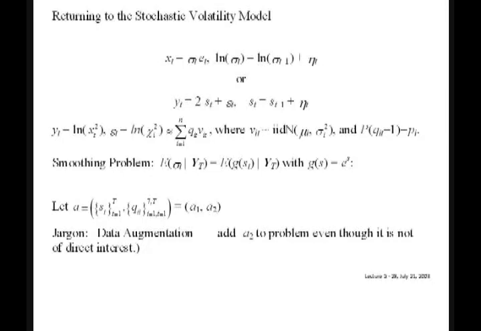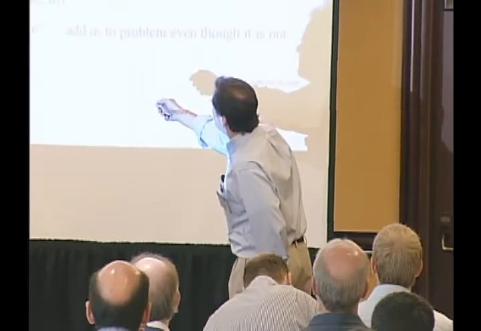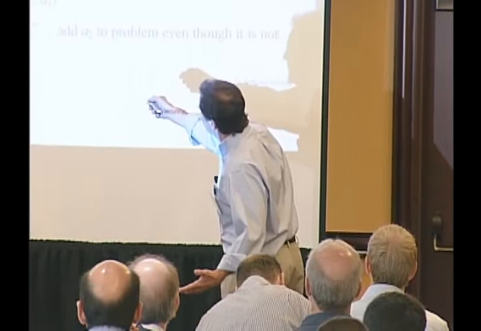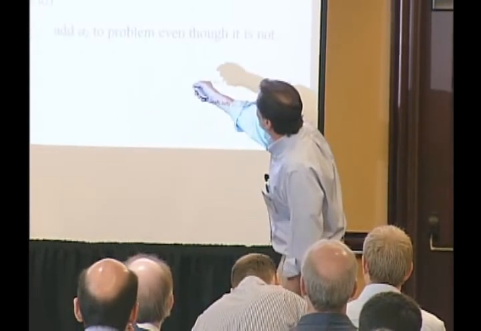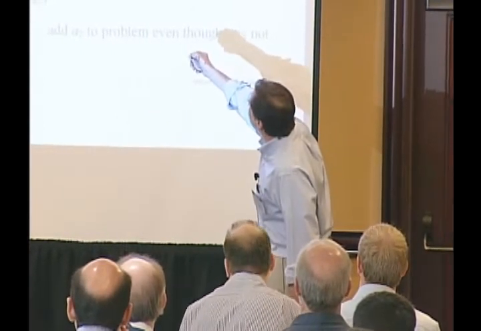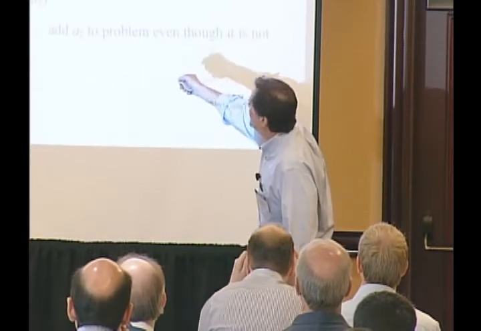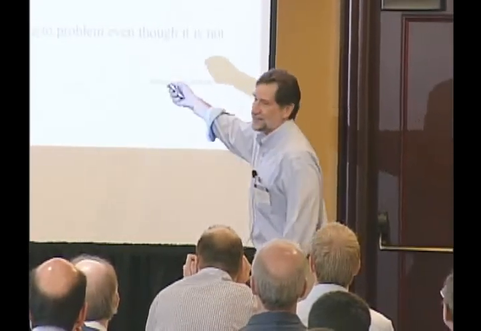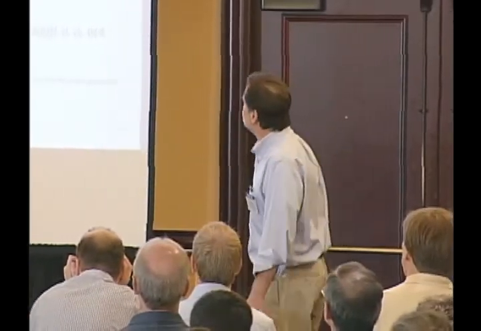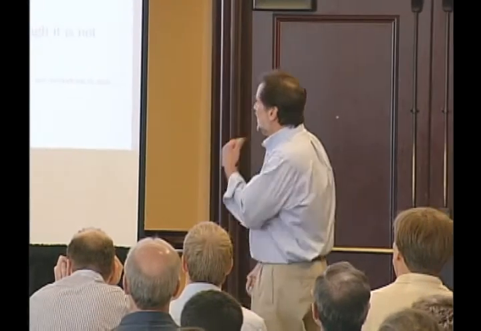Okay, let me just go through this. Let's solve the smoothing problem. The smoothing problem: compute my best guess of the standard deviation, which is, well, what's the standard deviation? I guess it's the exponentiated s. So that's the g function I'm interested in, given all of the data that I see.